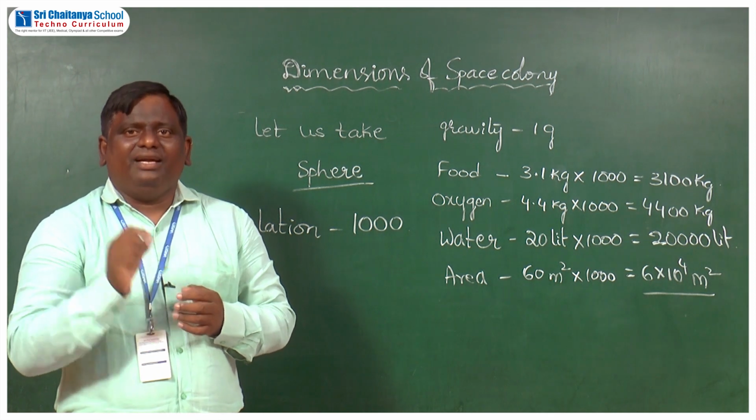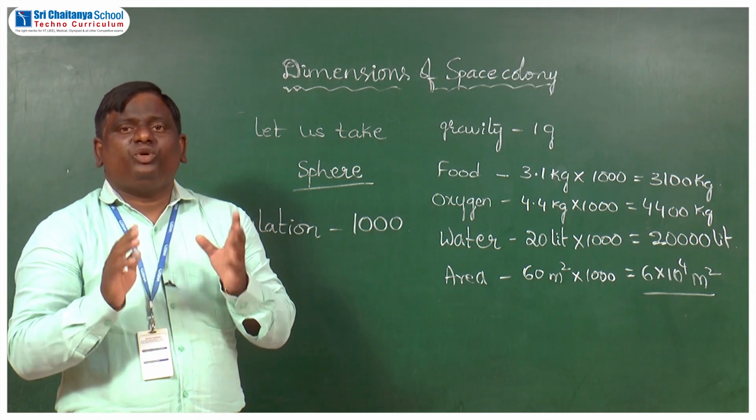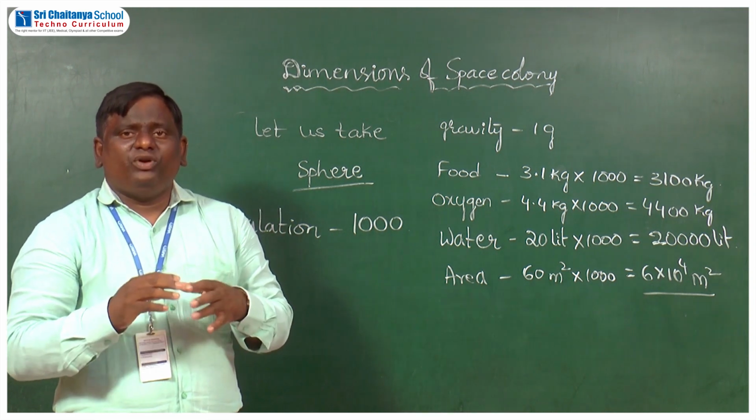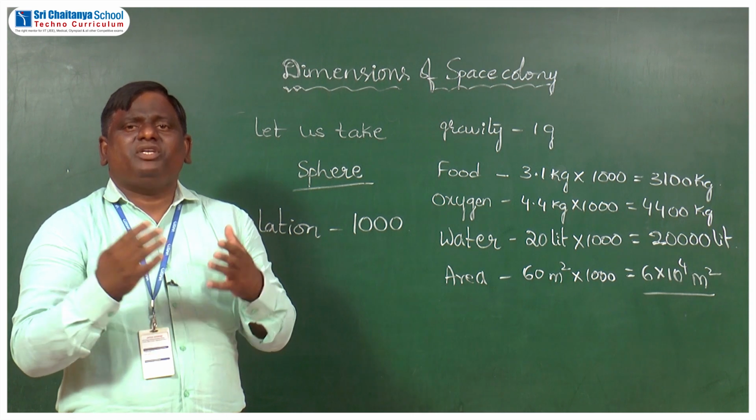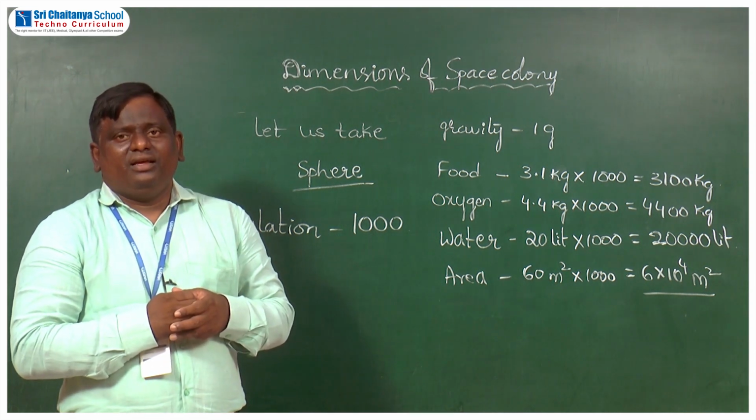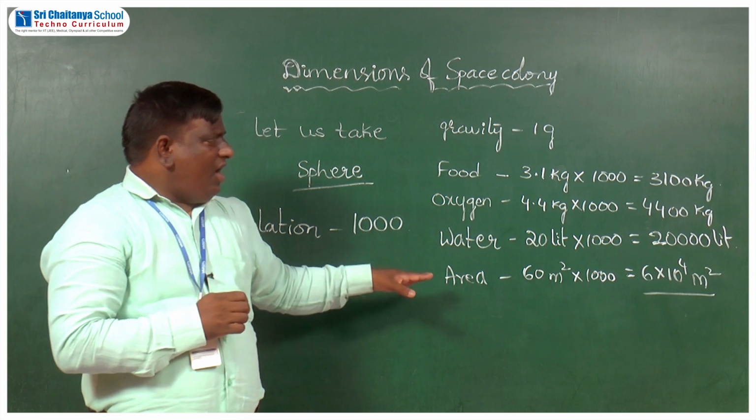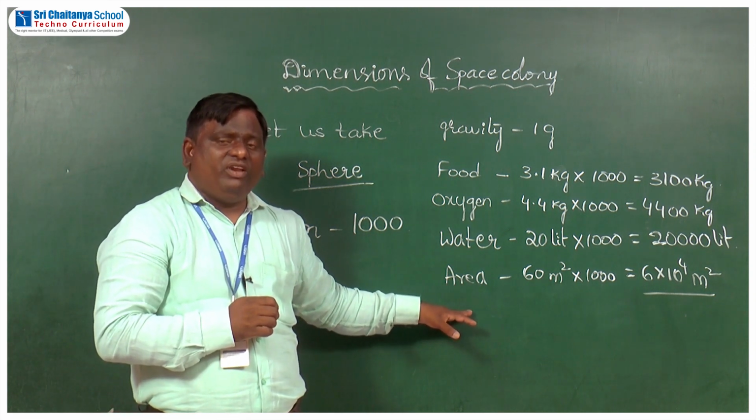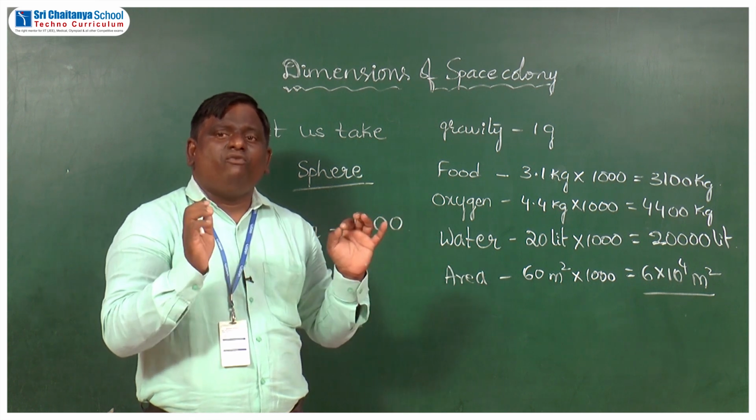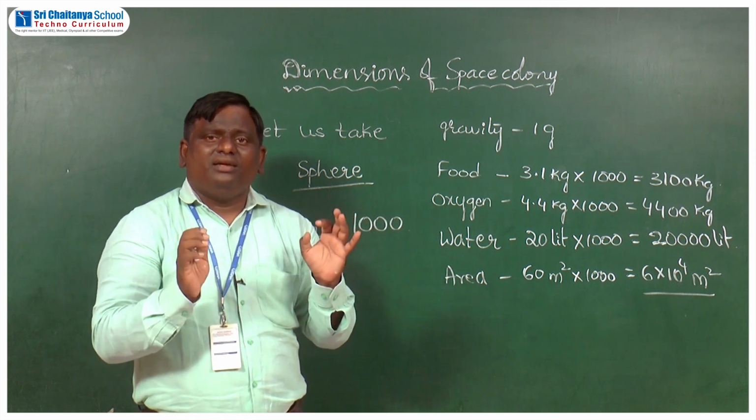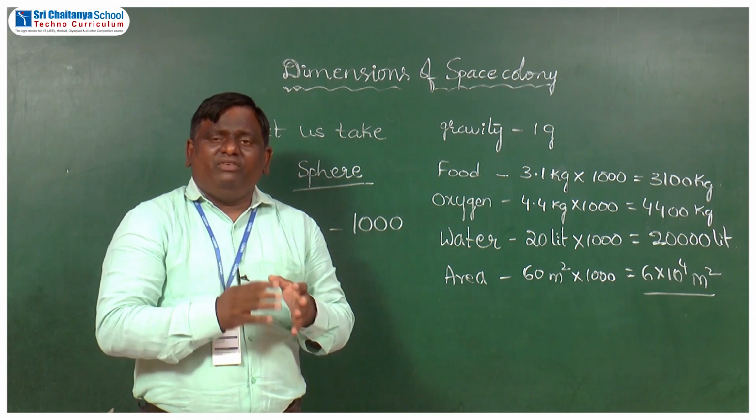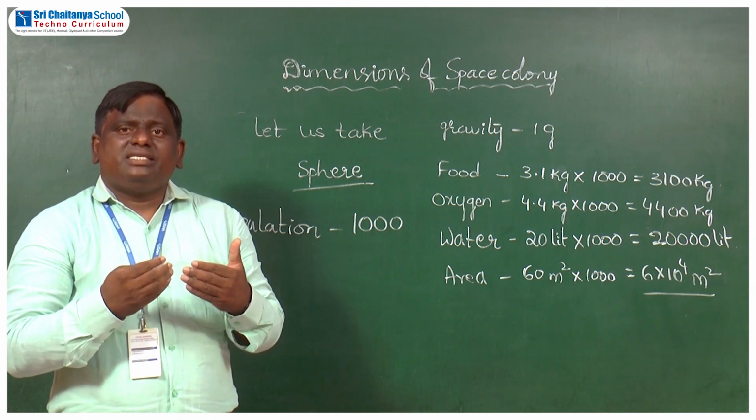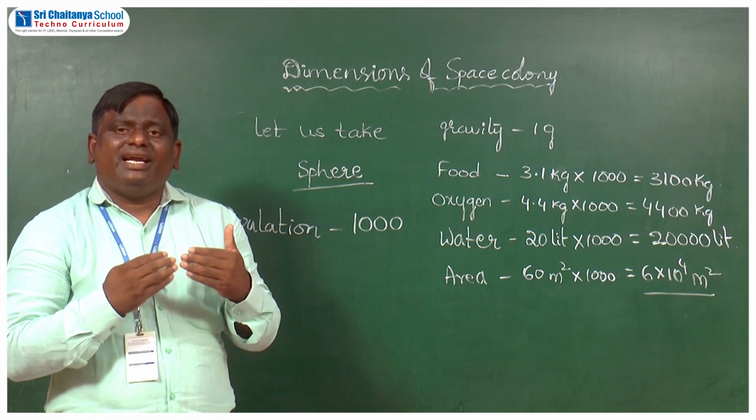It should be underlined because it decides the total area required for the space colony, and that total area will give the dimension of our space colony. Understood? So this area is called the area of living. The area of living should be between 30 to 40% of the total area, because not only living, there are so many things required for the humans to stay safely inside our space colony.